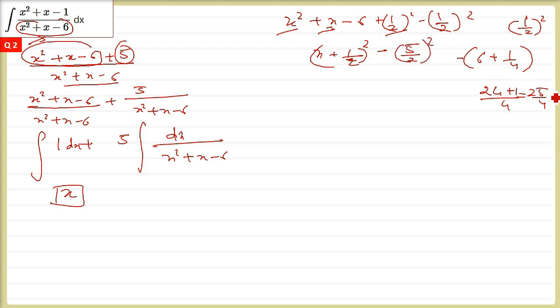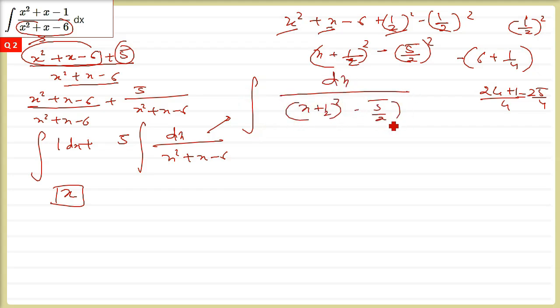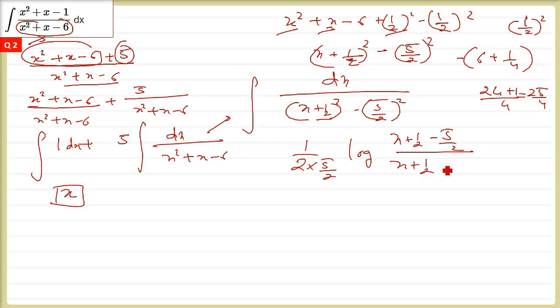So we have made it a perfect square now, and now we can use the formula directly. I am doing this one. So this is dx by (x plus half) whole square minus (5 by 2) whole square. And this is what? dx by x square minus a square. So 1 by 2a, 1 by 2 into 5 by 2, log. So x plus half minus 5 by 2 first, for subtraction, x minus a and x plus a, so x plus half plus 5 by 2 now. In the modulus sign, don't forget about the modulus sign. 2 gets cancelled.